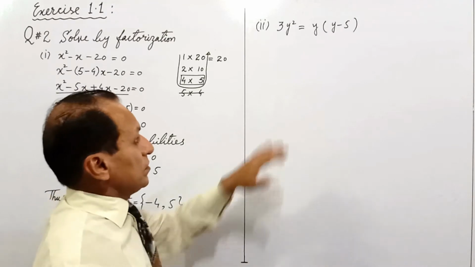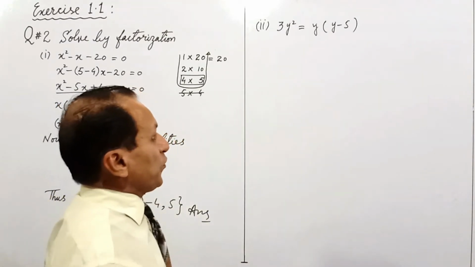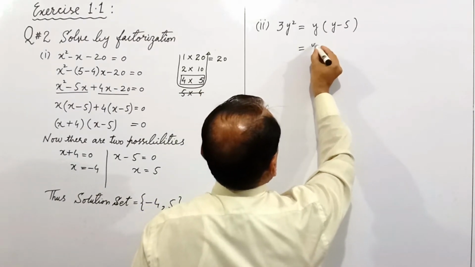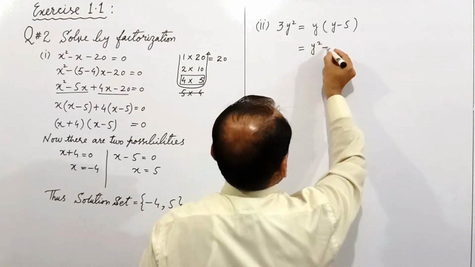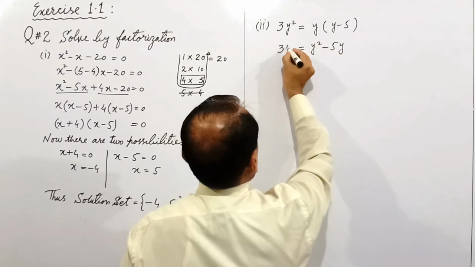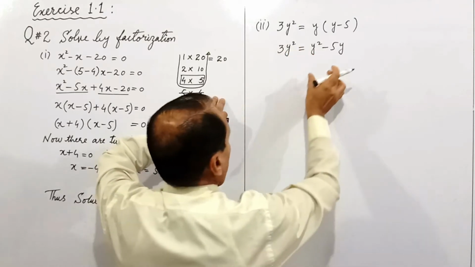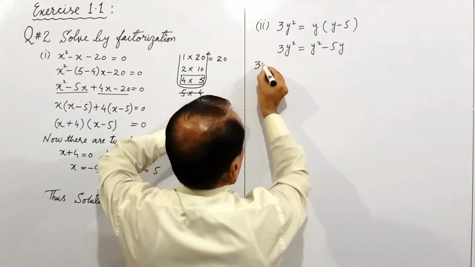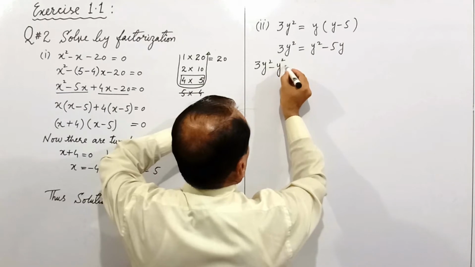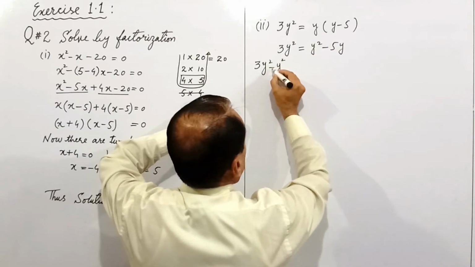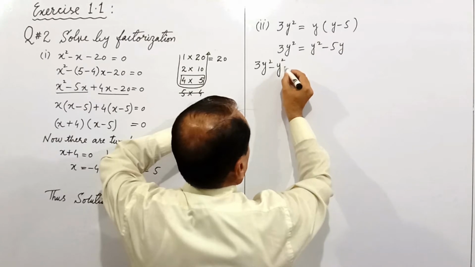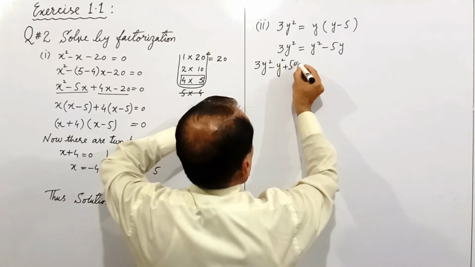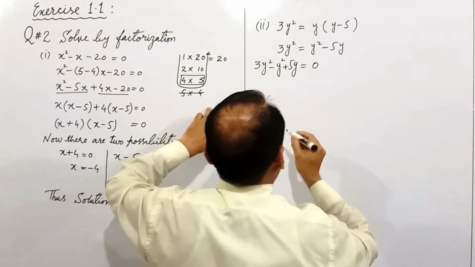Now we move to part 2, in which we have to first simplify it. So we find the product of the right hand side, y into y, y square, y into minus 5, minus 5y. We write the left hand side as the same. Now we take these two values to the left hand side according to the cancellation property. 3y square minus y square, when this value is taken to the left hand side, plus will become minus y square. Minus 5y when taken to the left hand side will become plus 5y, and 0 is left on the right hand side.